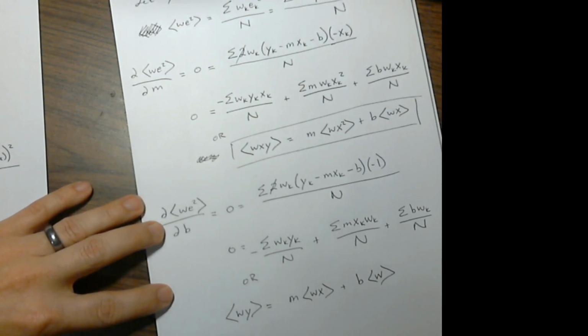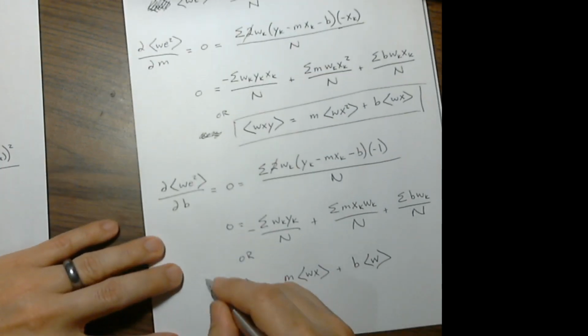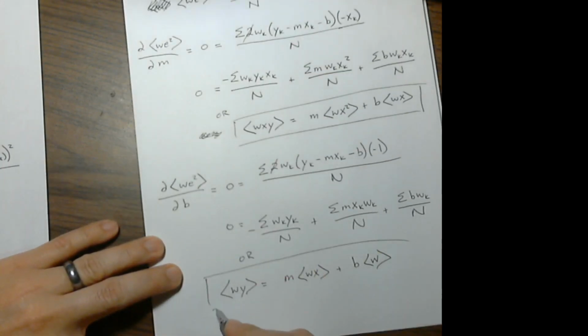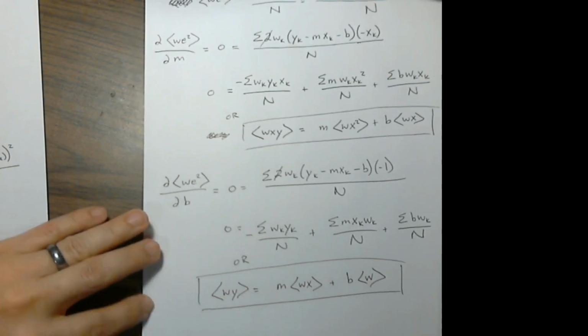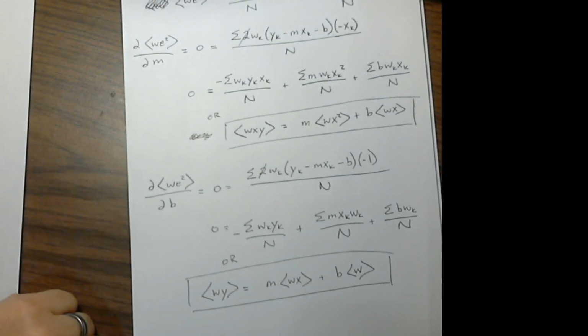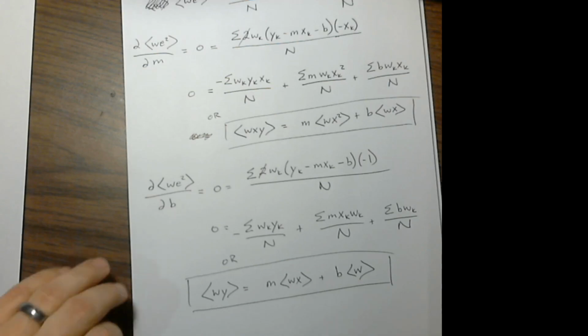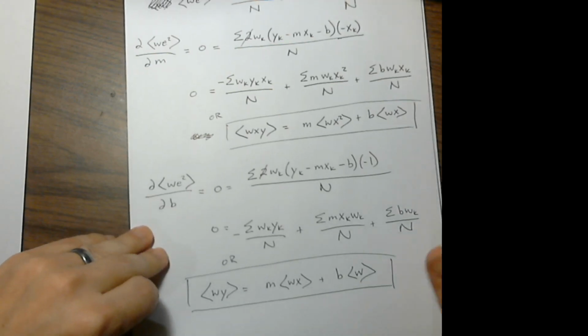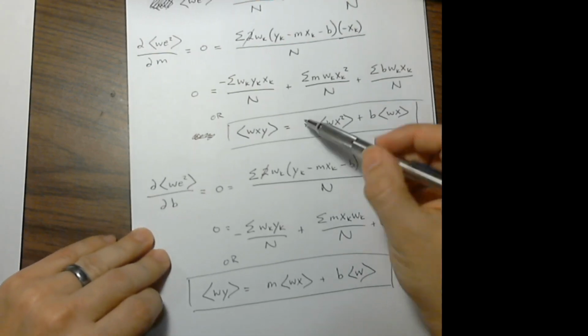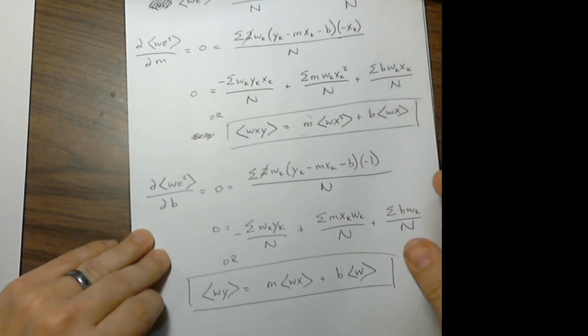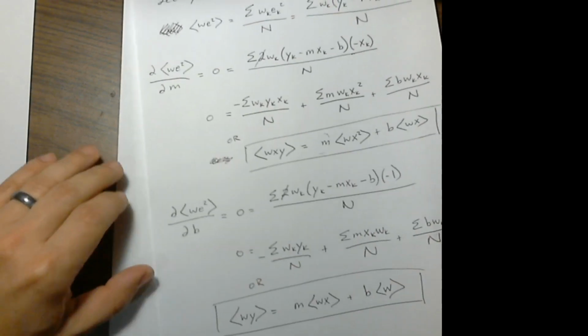There we go. We have our system of equations. So the last step to actually solving these is just like it was before. We solve for m, and we're going to get something that looks very much like it did before.